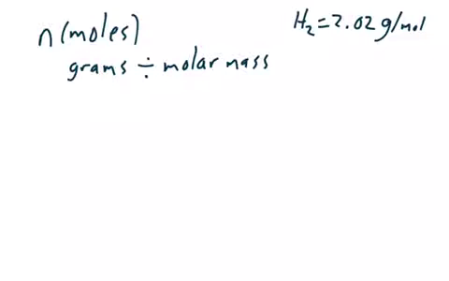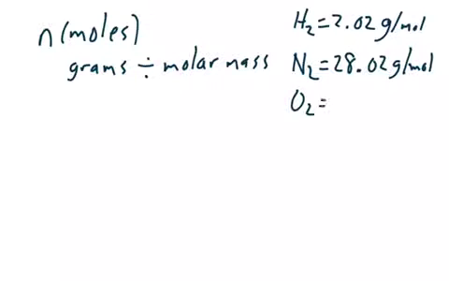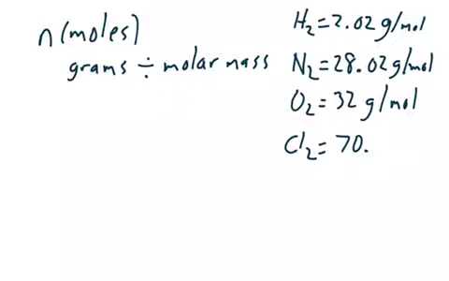Another popular one would be nitrogen. Nitrogen is 14.01, but times 2, because it's diatomic, it's 28.02 grams per mole. Oxygen is 16, but times 2 would be 32 grams per mole. Chlorine is another one. It's 35.45 times 2, which is 70.9 grams per mole.